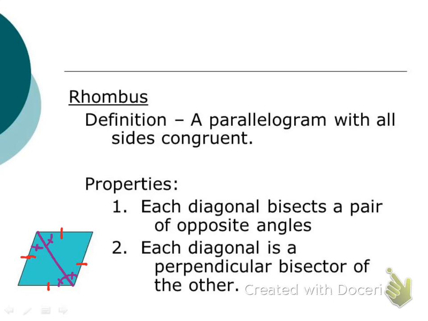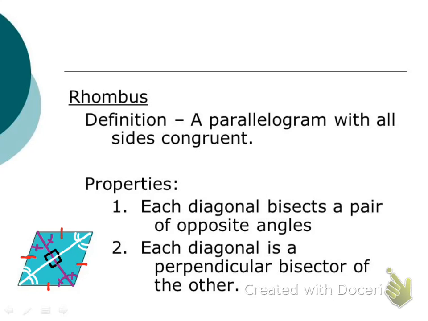Same thing for the other diagonal. You can add it in, and then these are going to be congruent as well. They're bisecting those angles. So that's one important thing that happens. The other important thing that happens is each diagonal is a perpendicular bisector of the other. Perpendicular bisectors form right angles. So all of these angles in here are right angles.